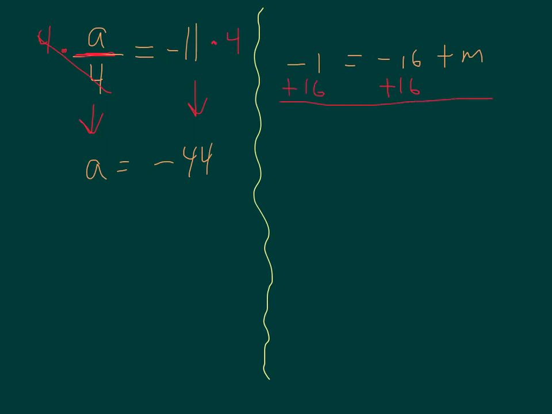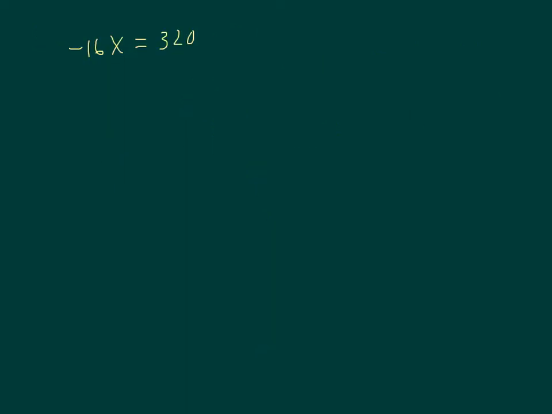So I'm going to bring down everything from left to right. As I clean this up, negative 1 plus 16 is the same as 16 minus 1, 15. Negative 16 plus 16 is 0, and the m comes down. And I'm left with m equals 15 as a final answer. So now you move on to our next question.